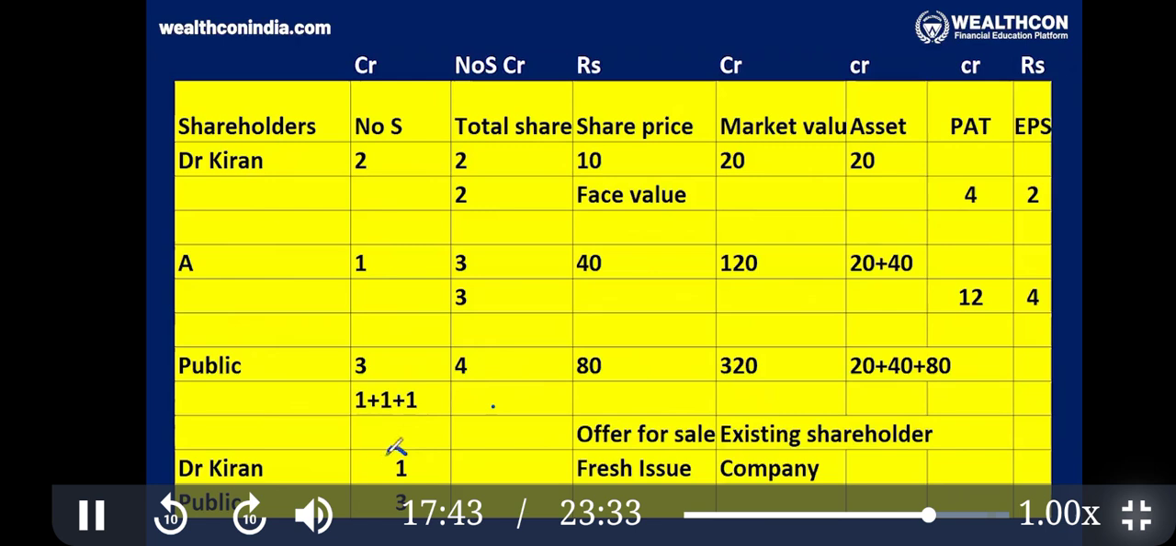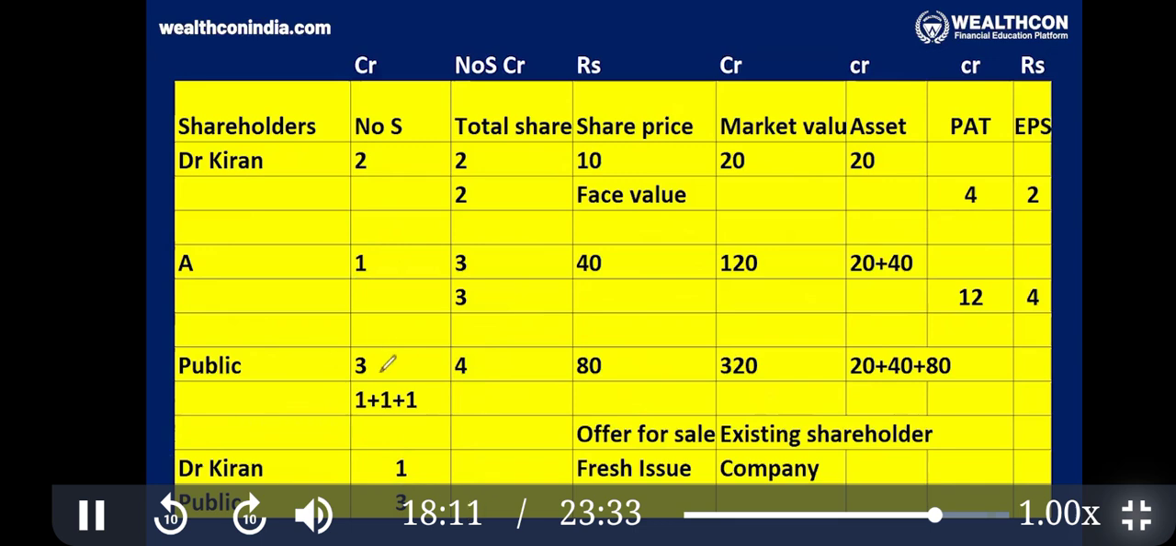Now, here one crore shares are remaining with Kiran and 3 crore with the public. A has exited. Okay, now after the public IPO, this will be the shareholding pattern, where A has vanished by selling the shares to the public, and Kiran has kept one crore shares. So total number of shares are 4 crore after the issue.